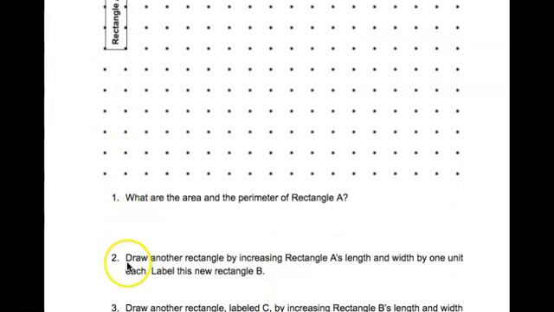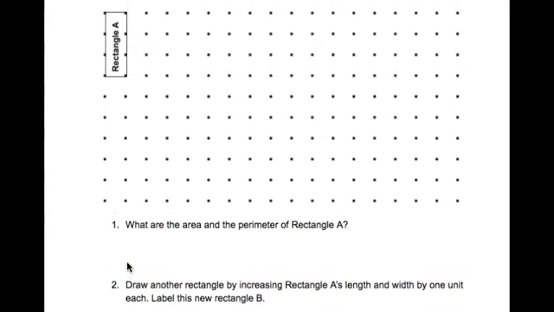Okay, draw another rectangle by increasing rectangle A's length and width by 1 unit each. Label this new rectangle B. So we're going to create a new rectangle, rectangle B, by increasing the length and the width by 1. So our length now is 1, 2, 3, and our width is 1. So you'd want this to be 4 by 2. So then you would draw your 4 by 2. You could just draw it down here. You can draw it over to the side. It's up to you.